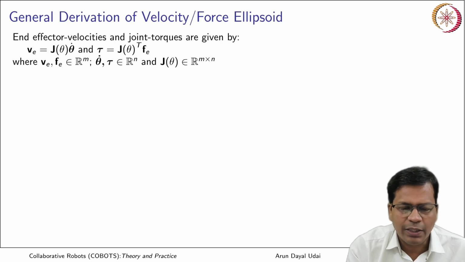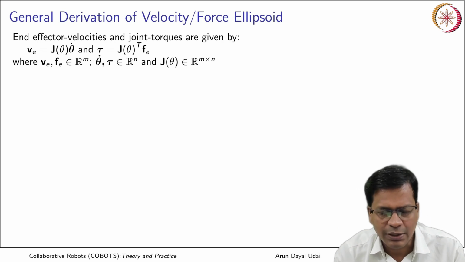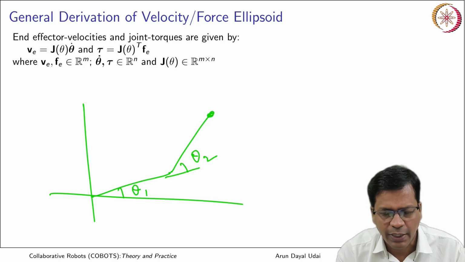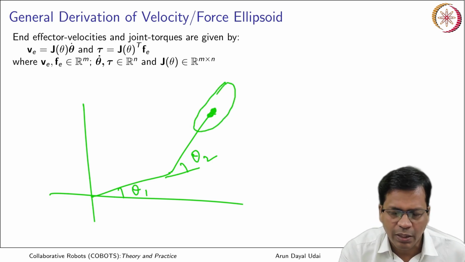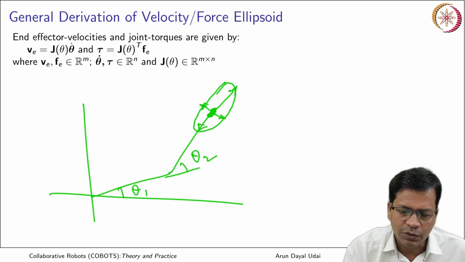So a general derivation for the velocity and force ellipsoid: in which direction, how much force you can apply. So that is what we will analyze here. Let us say you have a 2-DOF robot like this, with joint angles theta 1 and theta 2. So at this position maybe it has some ellipsoid which is something like this, in which you can apply force. The ellipsoid axes show the amount of force which it can apply in different directions. Okay. So these are forces. So this is the ellipsoid.